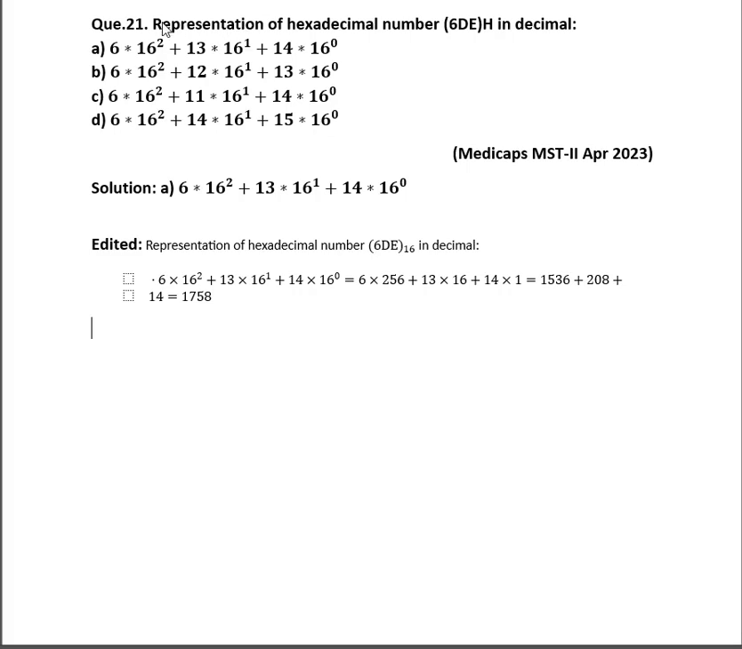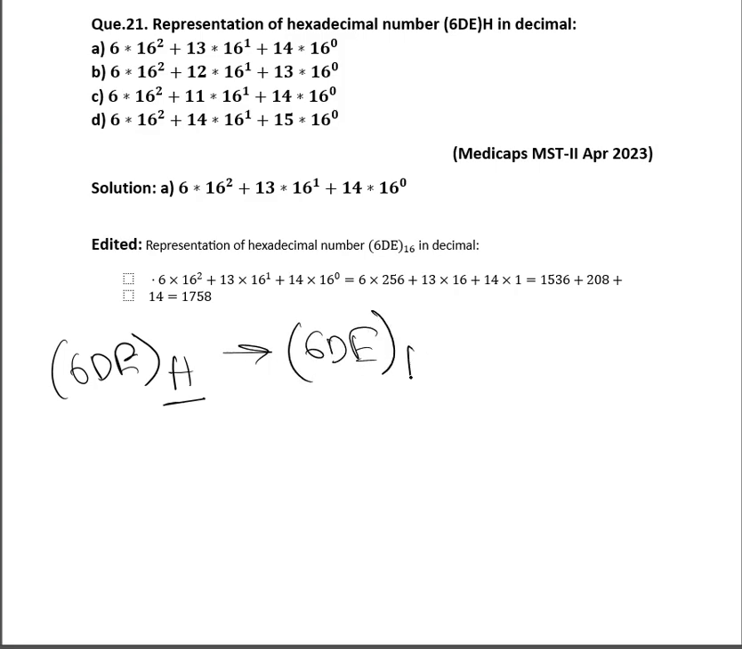In this question we are asked what will be the representation of the hexadecimal number 6DE in decimal. The number given to us is 6DE, and here H is specified. We specified it is a hexadecimal number, but we can also specify it as 6DE with a radix of 16. This also specifies that the given number is a hexadecimal number.